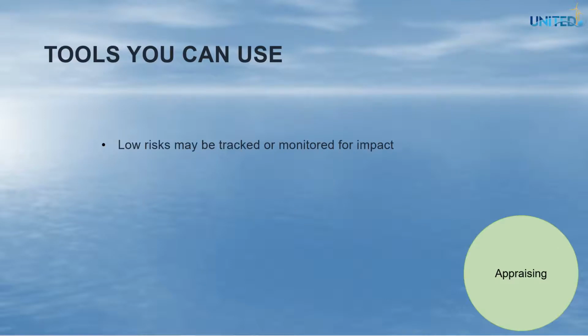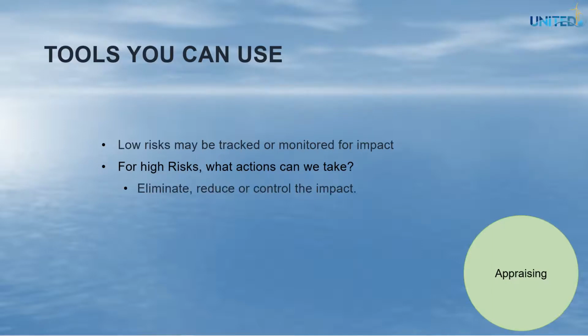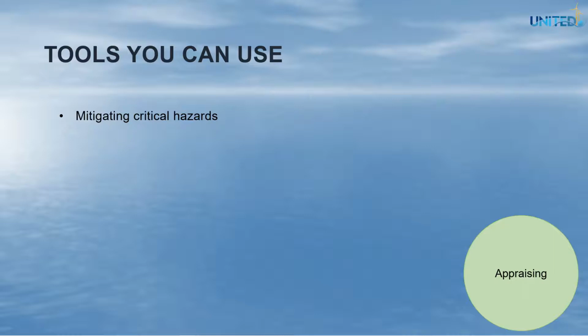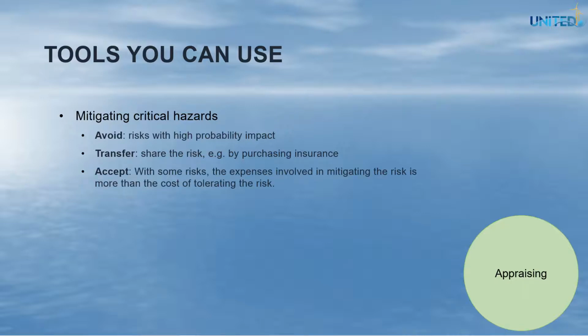Low risks may be tracked or monitored for impact, but for high risks, what actions can we take? We can try to eliminate, reduce, or control the impact. We can mitigate critical hazards in different ways. We can try to avoid the risk, which you want to do with risks with a high probability. We can try to transfer the risk or share the risk, for example by buying insurance. We can accept the risk, which is something you want to do when the expense for mitigating the risk outweighs the costs of tolerating the risk.